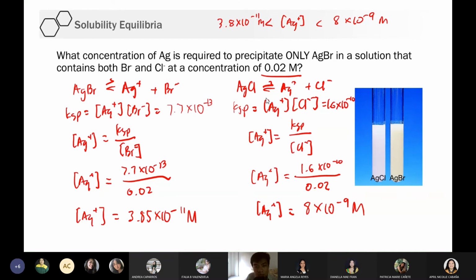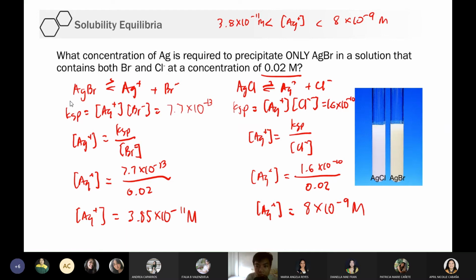Why? Kasi as AgCl forms, AgBr formed already. Nabuo na siya. Kasi siya yung nasa lower limit. Siya yung unang magpe-precipitate. So, ibig sabihin, ito lang yung pwedeng ma-form ito. Kunwari, ito yung gusto mo ma-form, possible yon, kasi siya yung mauuna eh. Pero kunwari, ito yung gusto mo ma-form, ayaw mo neto, impossible yon. Kasi before pa to ma-form, mauuna na to.